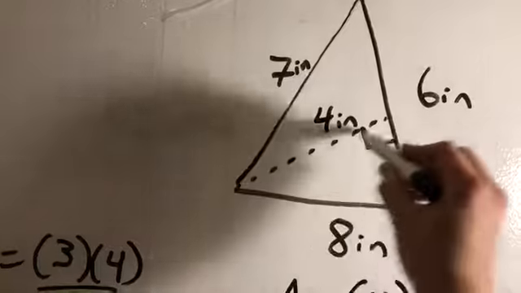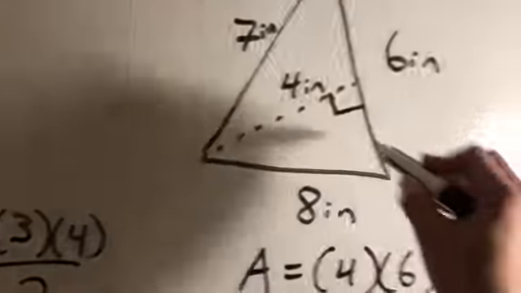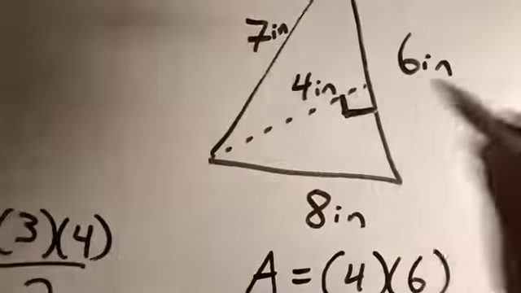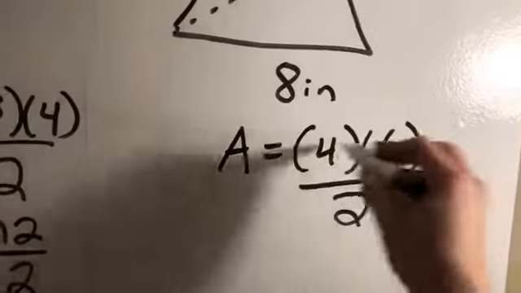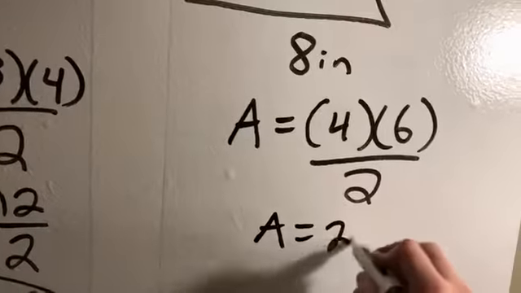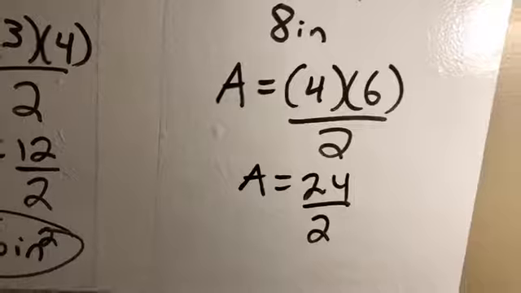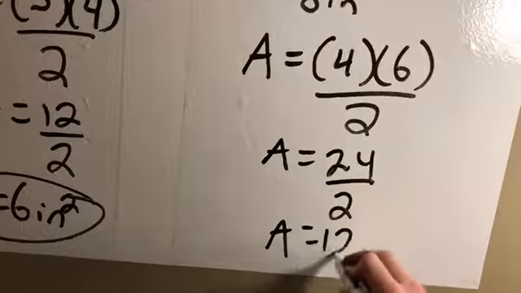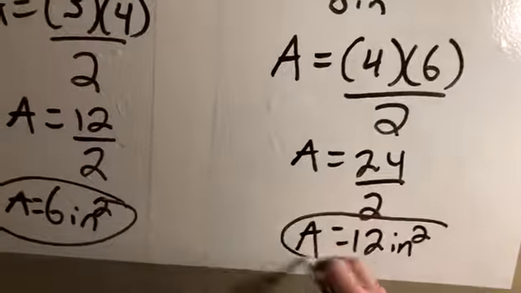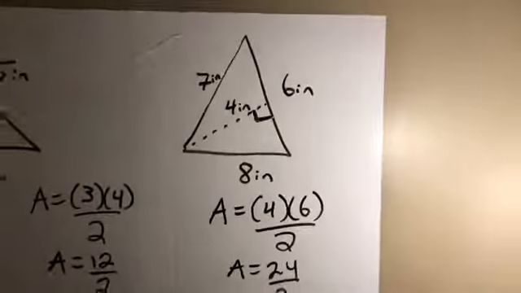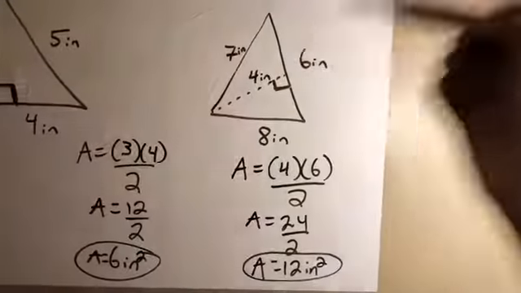You always need the height and the base, and you know you have your 2 sides because they're connected by the right angle. 4 times 6 is 24. Divided by 2 is 12 inches squared. So if we printed out 12 1-inch squares, they would fit into the triangle up on top.